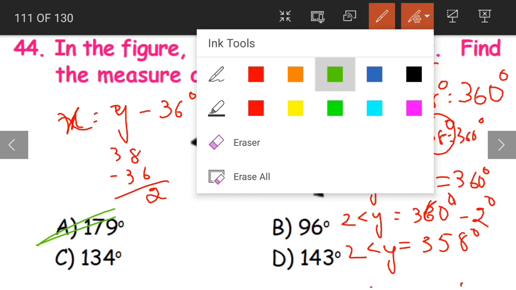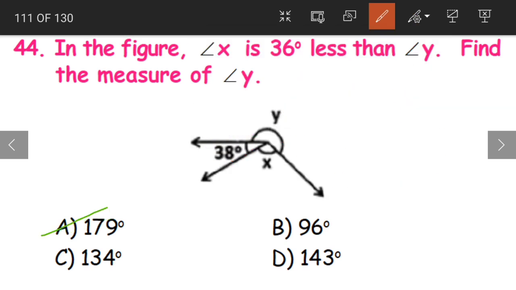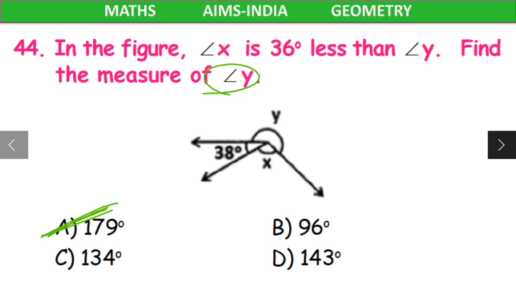Is this clear, children? You might find this a little bit difficult, but these are the type of questions that are asked in your Olympiad exam. So you have to understand the question properly and use logic to solve such type of questions. So the measure of angle Y is 179 degrees.